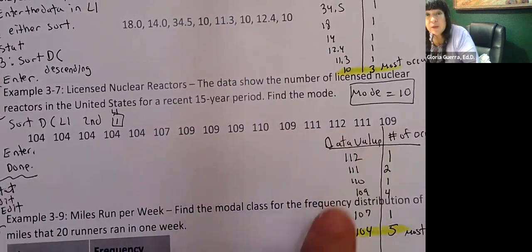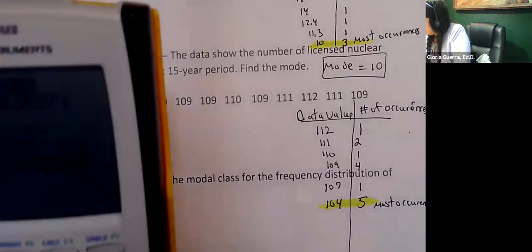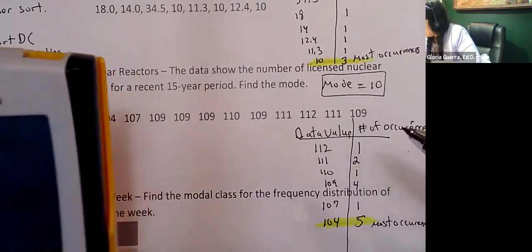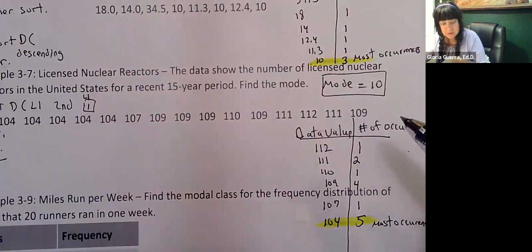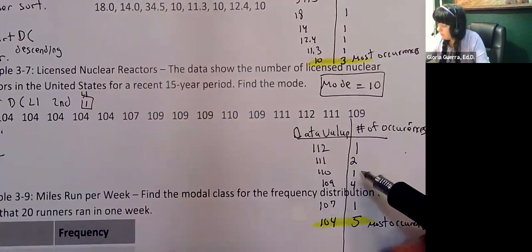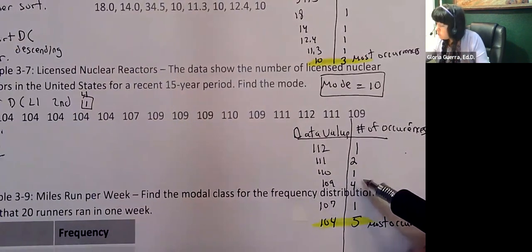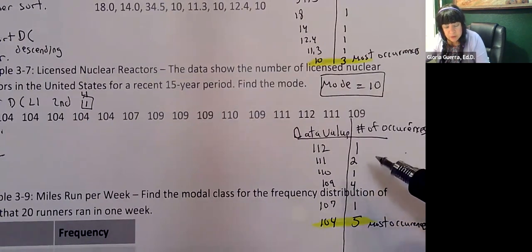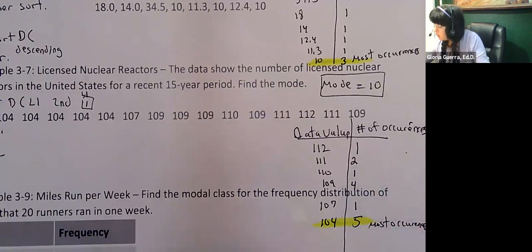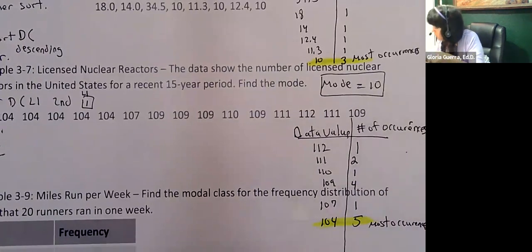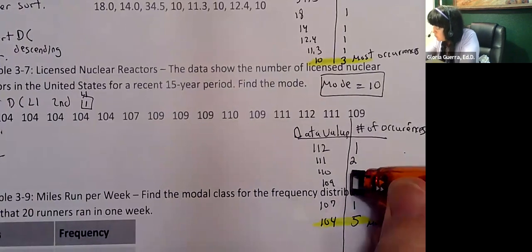See, 15. That means I left something out, or left a data value out. Let's see if I can see which one it was. I think it was 109. I have a note here on my side. 109 actually showed up 5 times.